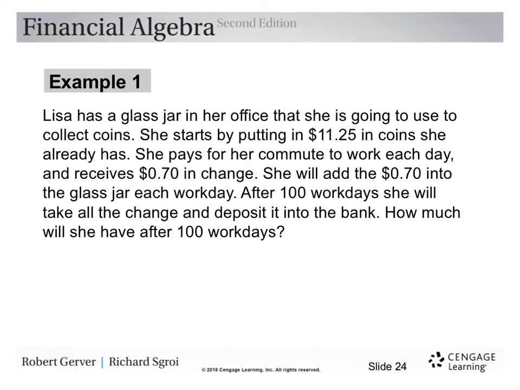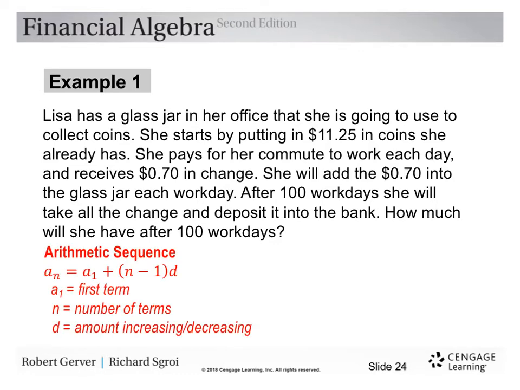All right, let's look at an example here. Lisa has a glass jar in her office that she is going to use to collect coins. She starts by putting in $11.25 in coins she already has. She pays for a commute to work each day and receives 70 cents in change. She will add the 70 cents into the glass jar each workday. After 100 workdays, she will take all the change and deposit into the bank. How much will she have after 100 workdays?